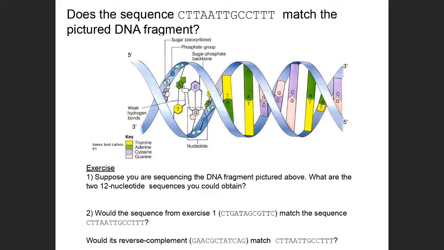So would the sequence from exercise 1, so that sequence is that, would it match this one? Then you're supposed to go, no, let's see, C and T, that matches CT, but then G, A, T, whatever. No, this guy does not look like that. So you're supposed to say that does not match that.